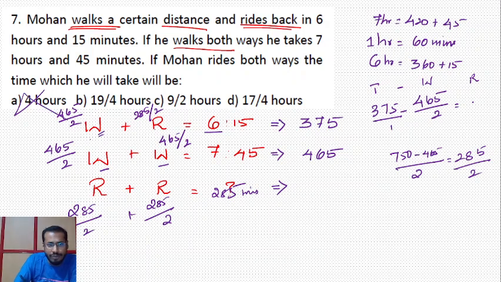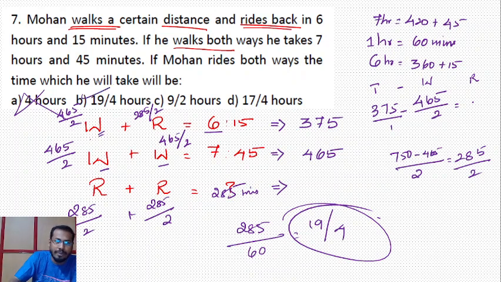285 is definitely not 4 hours. So let's take 285 divided by 60, I need to convert into hours. So you will get 19 divided by 4 hours as the answer. Option B is the right answer. Is it clear? I hope.